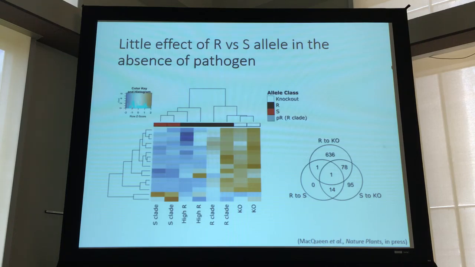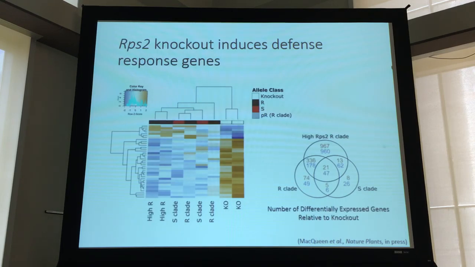So I would suggest that the reason that we don't see these consistent differences in fitness between the resistant and susceptible clade of allele in the absence of pathogen is because there's no difference in how these alleles are functioning. They're doing the same thing. So what is it that they're doing? We can look at this by comparing lines with an allele of RPS2 to the knockout. And here we see a lot more genes that are differentially expressed, which is heartening.